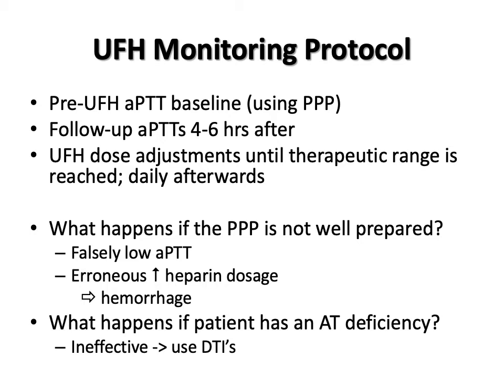If platelets are not properly removed from the sample, the PTT will be falsely decreased. The prescribing physician will interpret the results as an indication to increase the dose of heparin, which could lead to serious hemorrhaging. Patients with antithrombin deficiency are not candidates for receiving unfractionated heparin because it is ineffective. These patients are better served by utilizing a direct thrombin inhibitor.